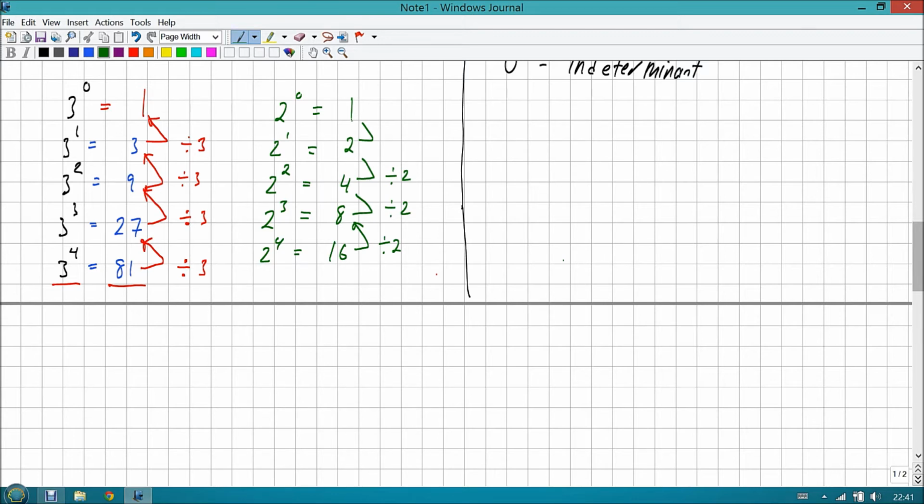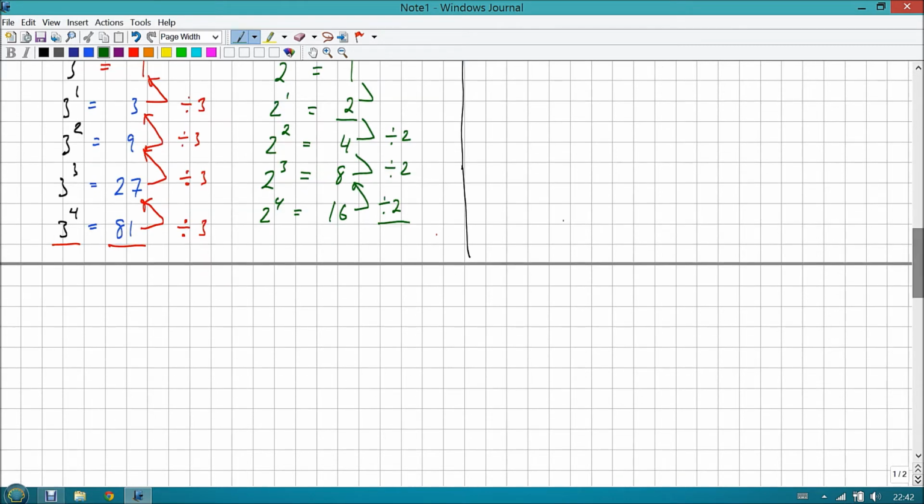Does it matter what number I'm going to use? Probably not, because every single time we're always dividing by whatever the base is. And at the end, we have the base divided by itself, which would mean we would always end up with 1, with the exception of 0 to the 0, which is an indeterminate form. We'll get into that later on in life. But for now, any non-zero number raised to the 0 power will always give you 1.